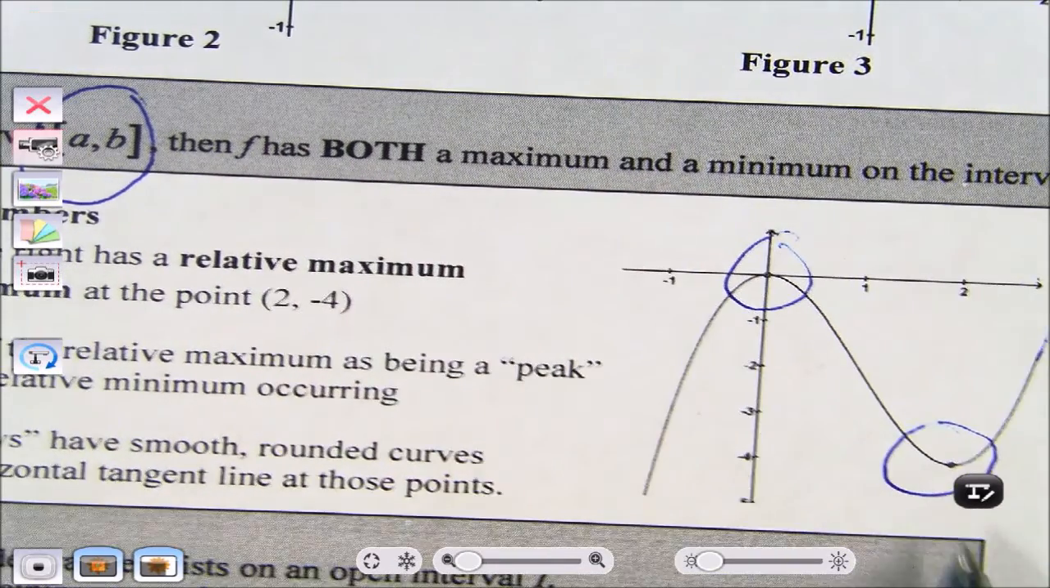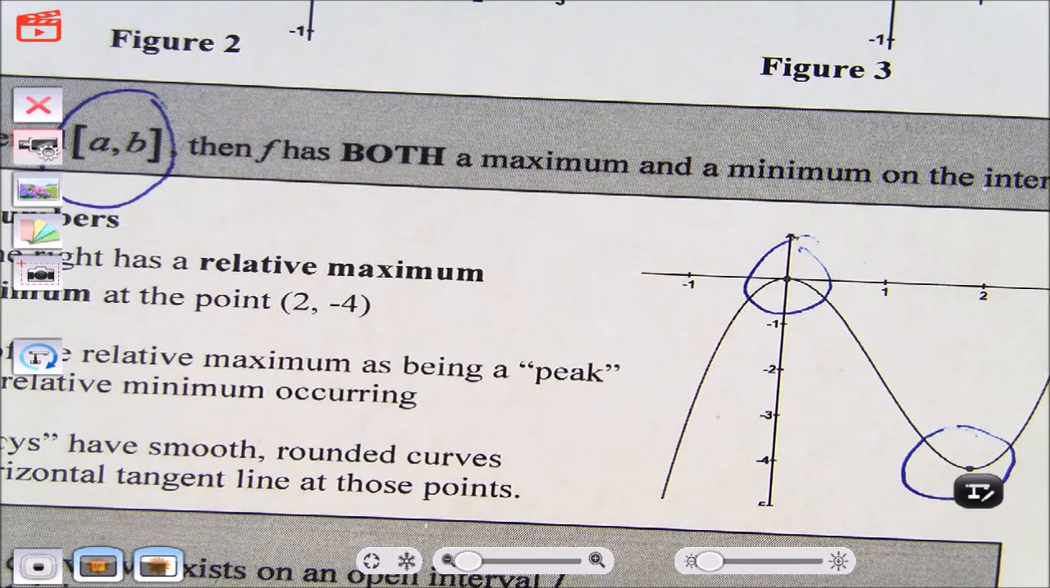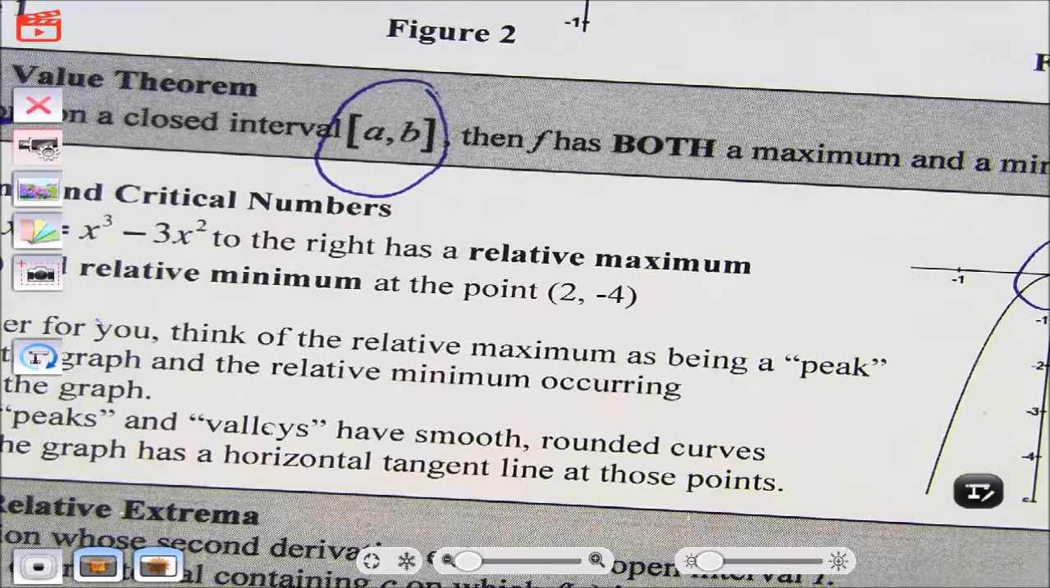They're important because they give you the shape of the graph. The relative maxes and mins give you the shape of the graph. All right.